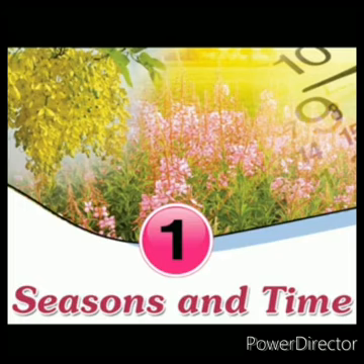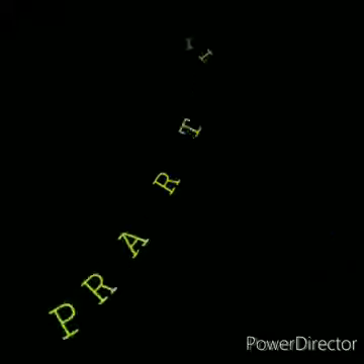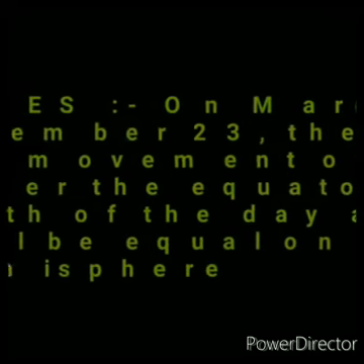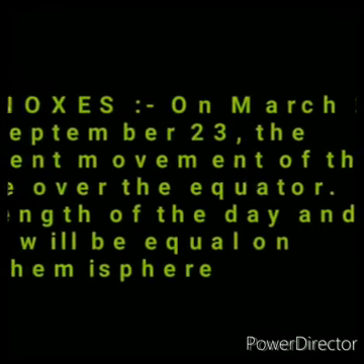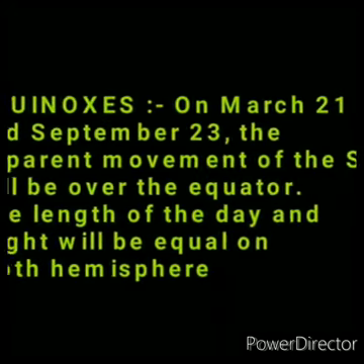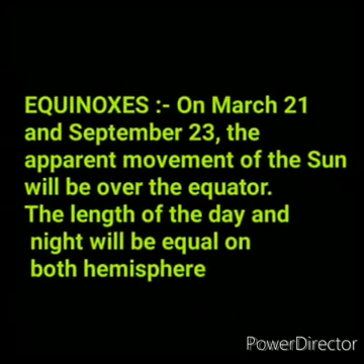The apparent position of the sun will be over the equator on March 21st and September 23rd. The length of the day and night will be equal during these days on both hemispheres. These days are called equinoxes.